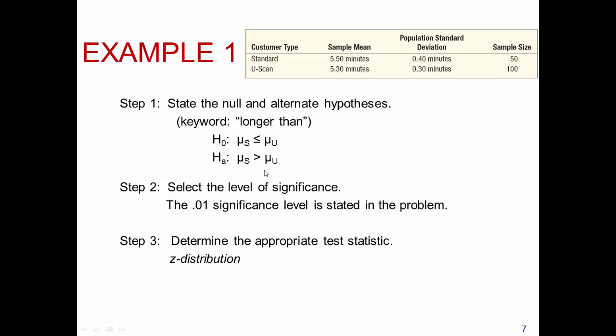And in this case, the mean checkout time for the standard method is longer or greater than the population mean checkout time for the UScan approach. Using all of our scholarly expertise, we've chosen an alpha significance level of 0.01. Actually, it was stated in the problem, but we can always dream. Then in step 3, we determine the appropriate test statistic, and that's a z-distribution, because we know the population standard deviations, so we can use the z-distribution as the test statistic here.